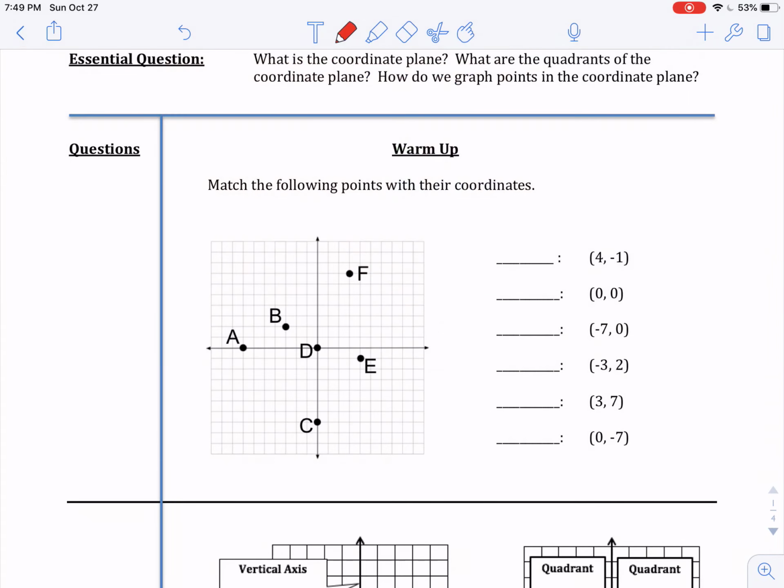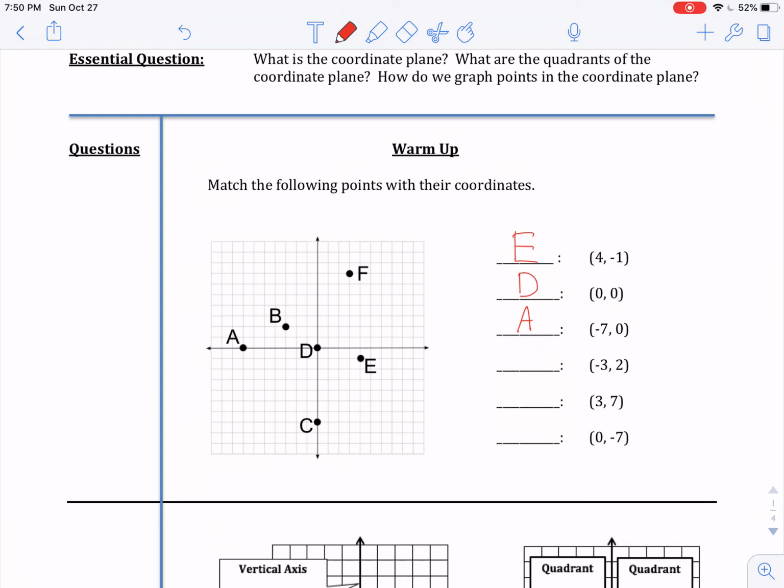Okay, so let's see here. So what I had for -1 was E, and then 0, 0 was what, class? Yep, should be D. And what about -7, 0? Was it A or C? Hopefully you said A, because is the first number left or right or up or down? Yep, this first number right here is left or right, so we should go left 7 and then stay, don't go up or down at all, okay?